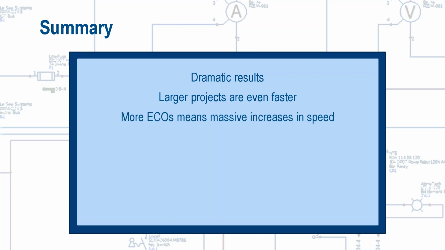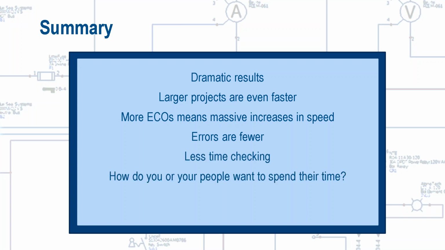We can do more ECOs and manage and facilitate that change easier, which, to you guys, translates to massive increases in speed, because we're not having to go through all those manual iterations required in our current process and workflows when it comes to change, which obviously leads to fewer errors, right? Less time checking. And the ultimate question is, how do you want to spend your time? I think we all know that we want to spend our time being engineers. That's why we went to school, not to populate Excel documents.